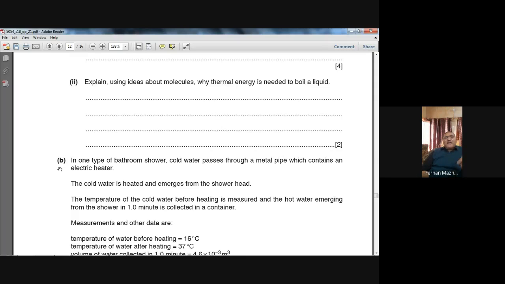Never say during the boiling, the energy will be used to speed up the molecules. Never say during the boiling, the energy you provided is used to increase the kinetic energy. These two things do not happen during the boiling. You understand?